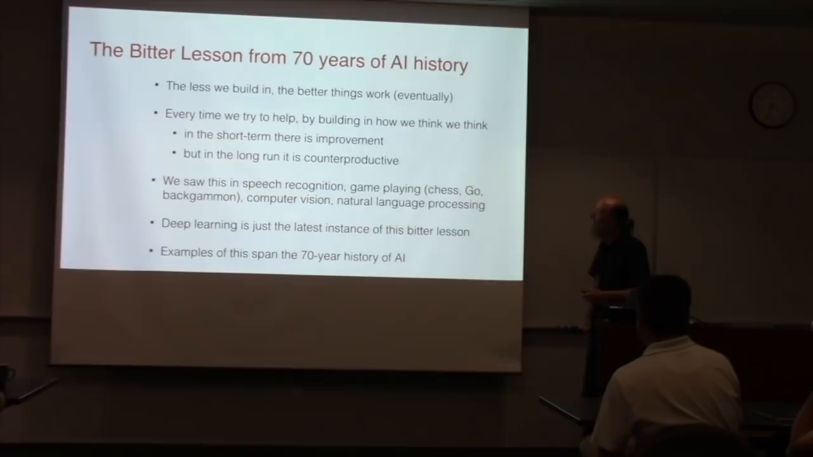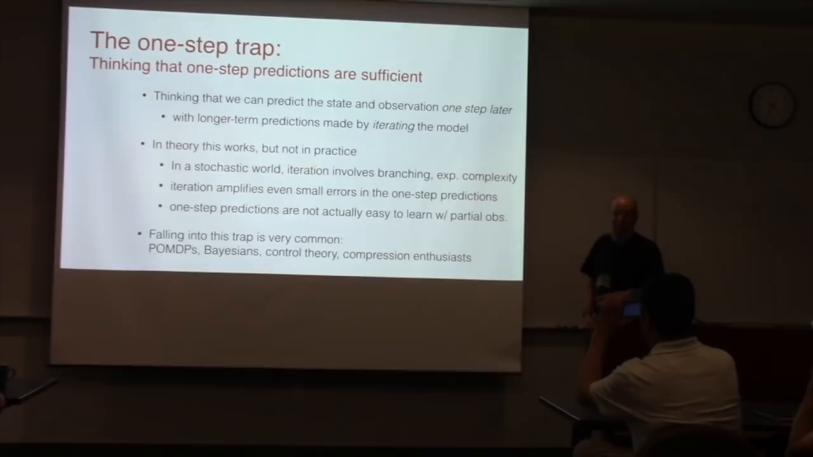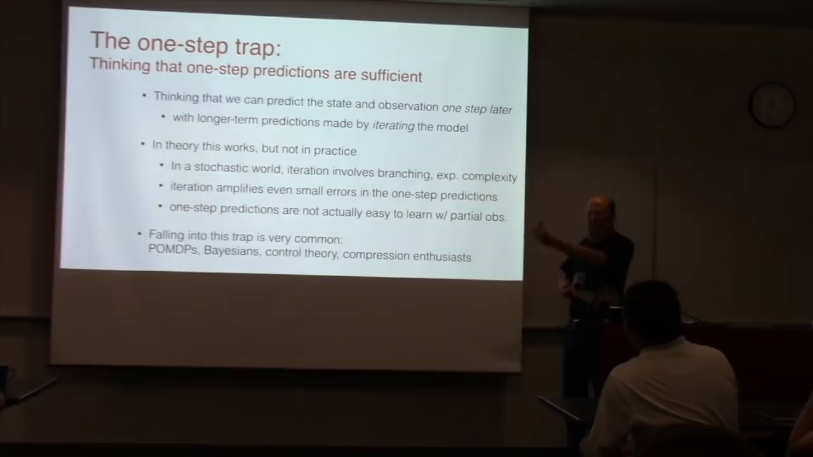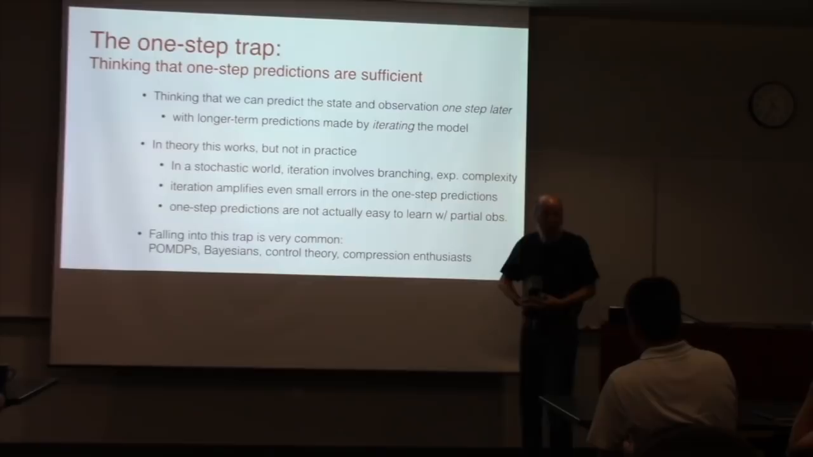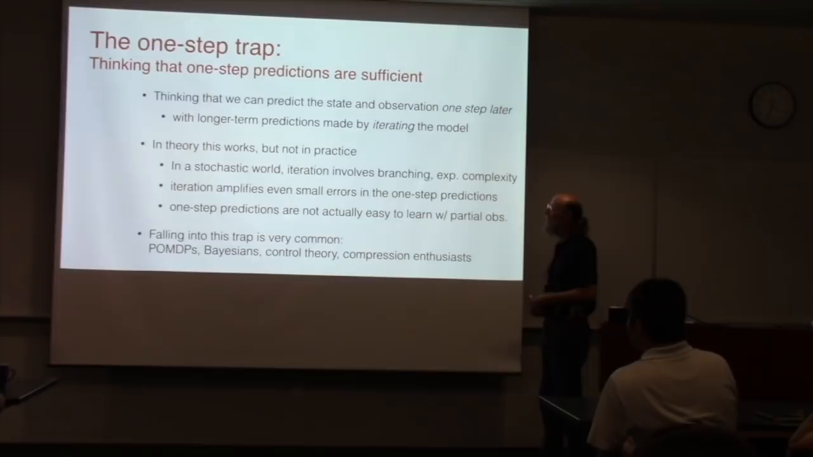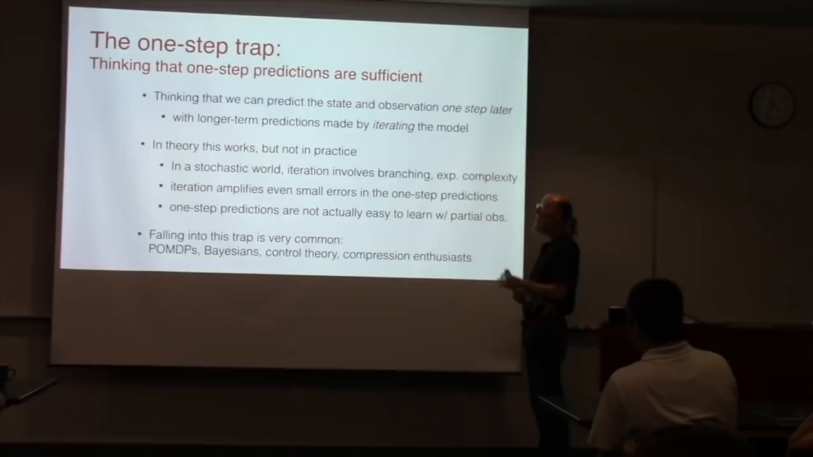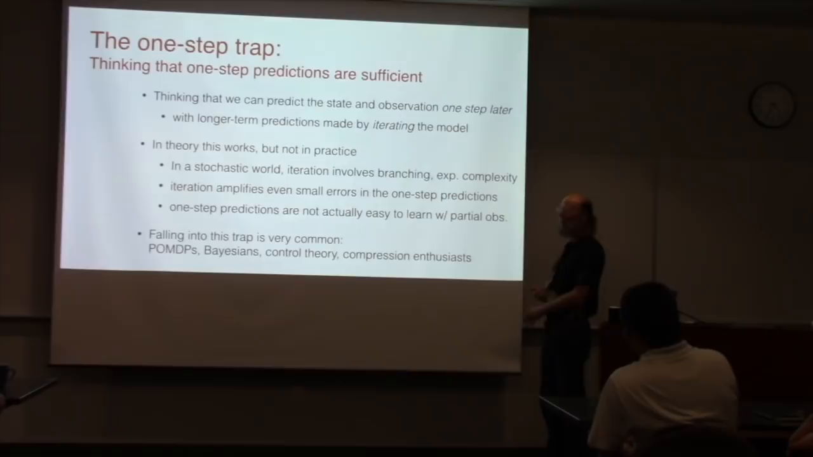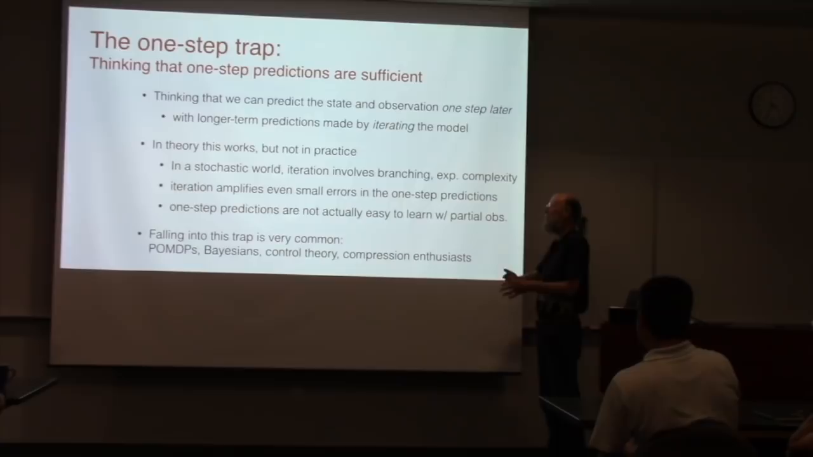I want to mention another common trap that I call the one-step trap. And this is thinking that you can do everything in single steps, in one step. I can predict the very next observation or the next state, and then if I want to predict something longer term, because what we really care about are longer term things, then we just iterate our model many, many times. Okay? And in theory, this works. And if you can make your one-step model perfect, then every long-term prediction that you would make from iterating the model would be perfect. But in practice, this is just a hopeless approach. You either acknowledge that this is hopeless in practice, or you just do theory and you enjoy it. But it just doesn't work, unfortunately.